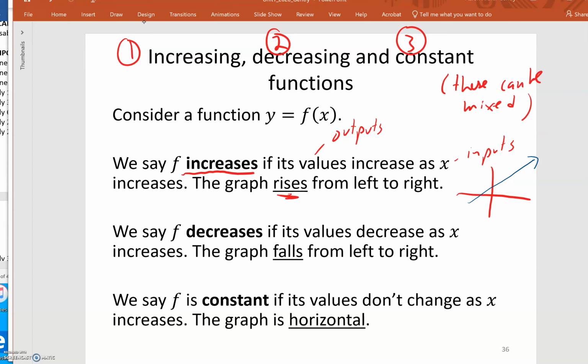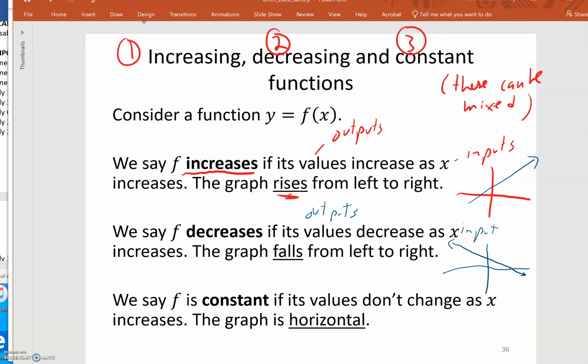So what about a decreasing function? Well, the outputs will decrease as the inputs increase. So the graph will fall from left to right, and it will look something like that.